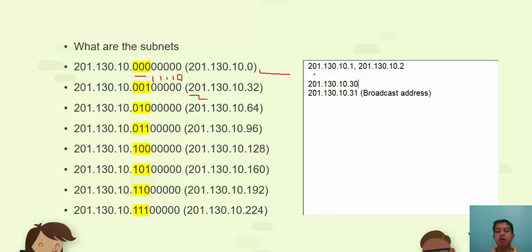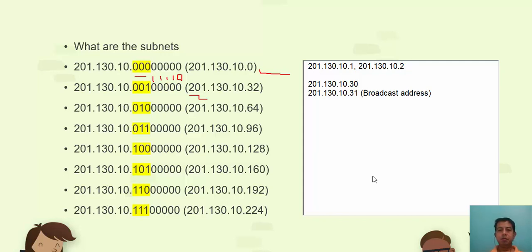So what are the IP addresses of the computers of my first subnet? They start from 201.130.10.1. It will go on like 201.130.10.2 and so on. And the last is 201.130.10.31, but this is the broadcast address. So the IP address of the last computer would be 201.130.10.30. Now this should be easy for you to understand.